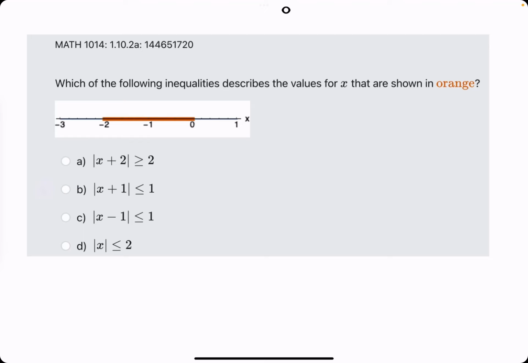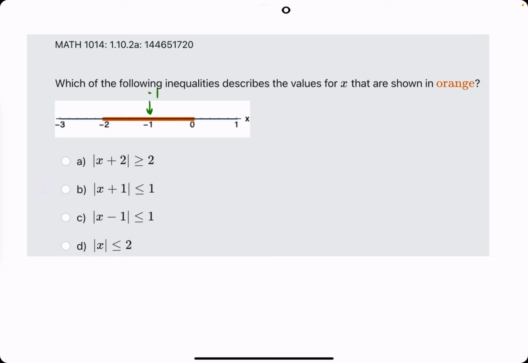Okie dokie. In this problem, they ask which of the following inequalities describes the value of x that is shown in orange. I'm going to try to simplify how to go about this. The first step would be to find the center of this region here. So we're going from -2 to 0. So the center is definitely -1.